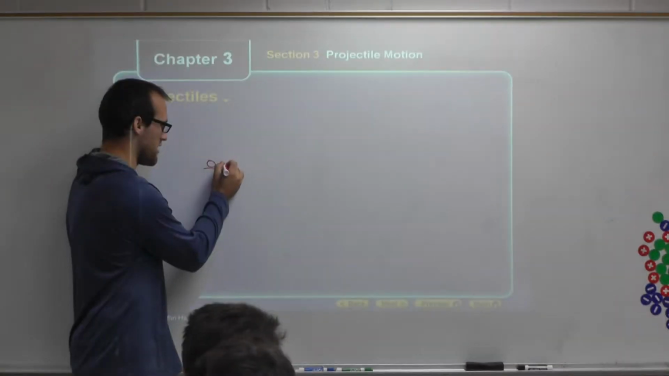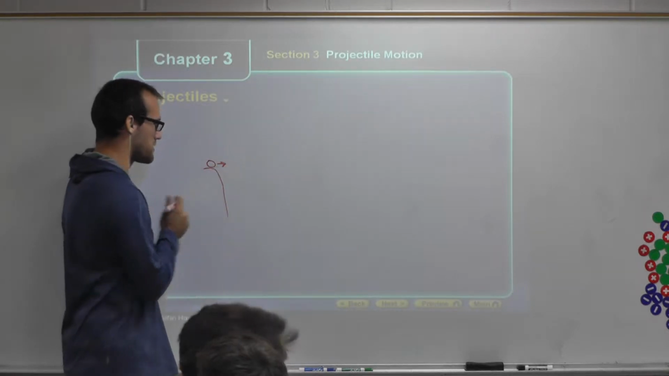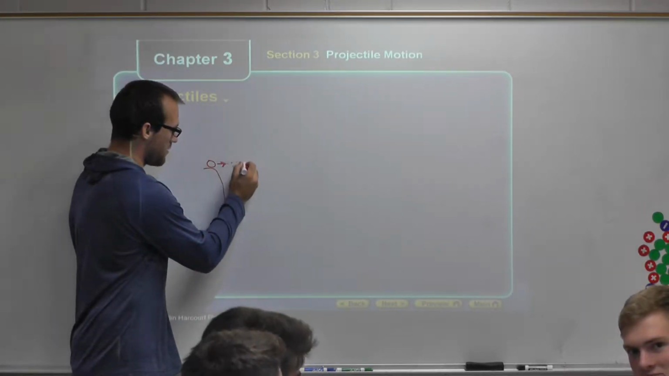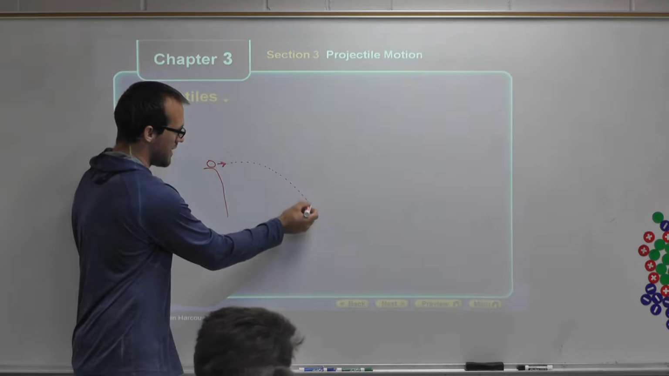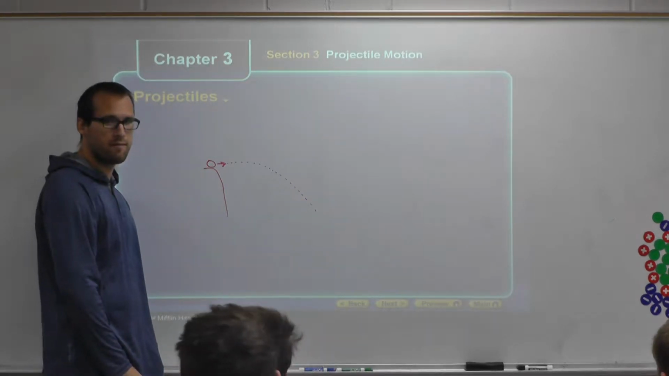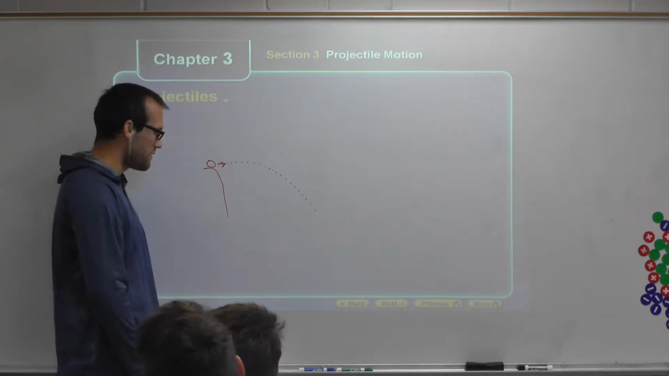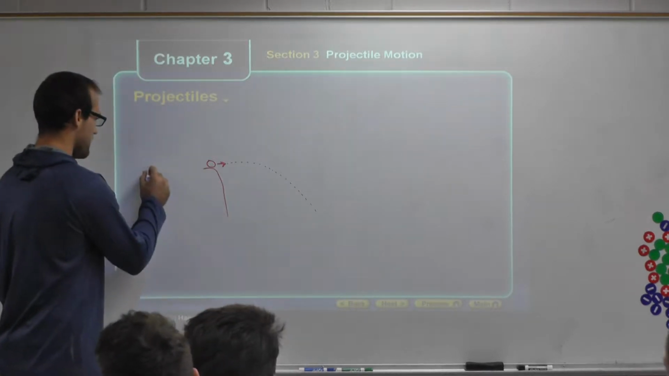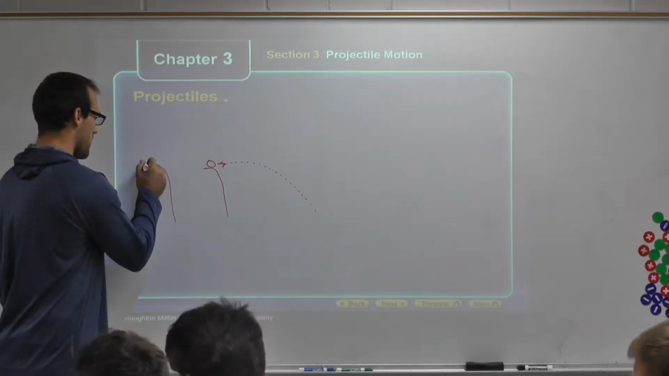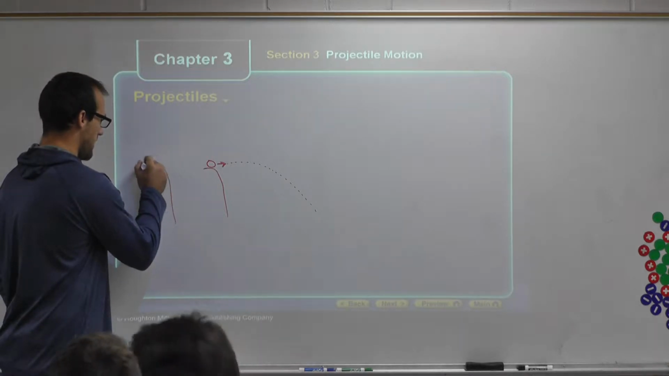Here's what I mean. If I kick this ball straight horizontally, kick Steven's head straight horizontally, it will have a path that will look like that. Okay? Those are the easy types of projectiles. Different type of projectile: put Steven's head in a cannon.